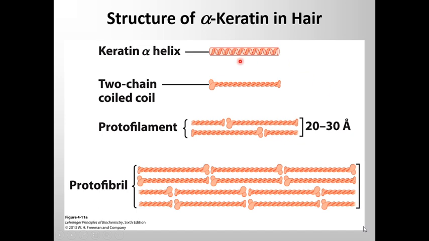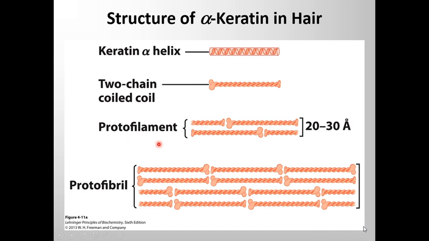Let us consider the structure of alpha keratin in hair. Hair alpha keratin is an elongated alpha helix with somewhat thicker elements near the amino and carboxy termini. Pairs of these helices are interwound in a left-handed sense to form two-chain coiled coils. This is a two-chain coiled coil.